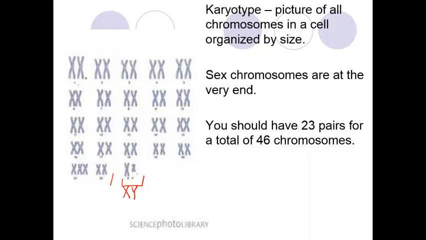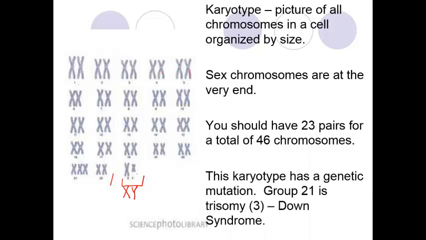Now you could go through and count all of these chromosomes, or even if you just glance through here, hopefully you see that there is a mistake. This karyotype has a genetic mutation. Pair 21, I shouldn't say pair because it's not only 2, is called trisomy. There are 3 number 21 chromosomes, and whenever you have 3 of chromosome 21, that is how someone has Down syndrome. So if you know anybody with Down syndrome, that is how that happens.